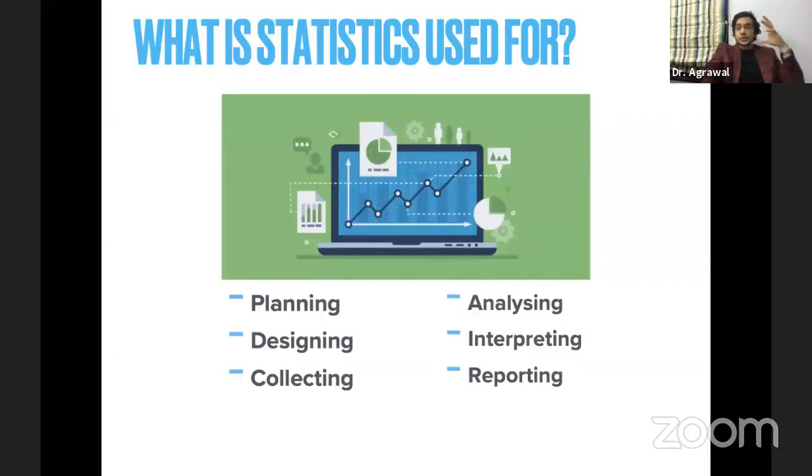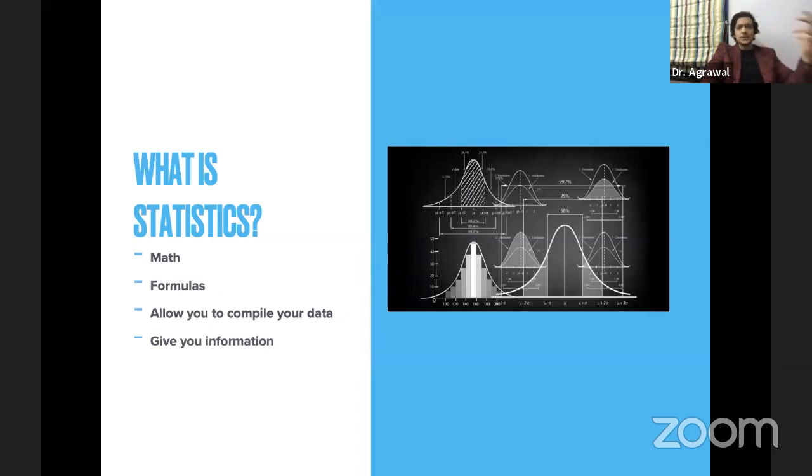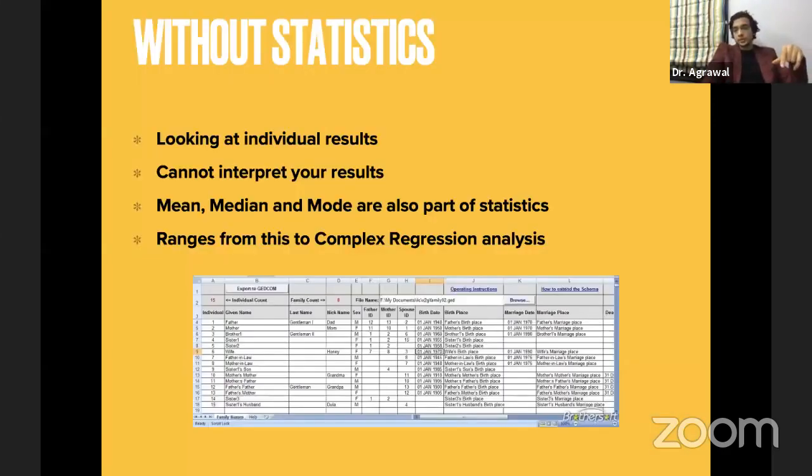So statistics is basically used at every stage of the article cycle, okay, for planning, designing, collecting. So my advice would be to approach a statistician before you even start your article research process. It's basically, as you all may know, math formulas that allow you to combine your data. It gives you information, right? So without statistics, we would just be looking at rows and rows of information like in this Excel sheet. Okay. It would make no sense to us. It prevents you from looking at individual results and allows you to interpret your results.